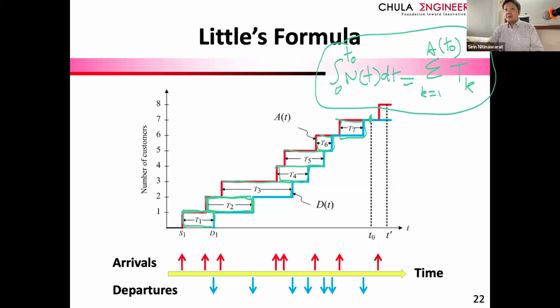So now you can start to see the similarity with little formula, because little formula says something about E[N] and E[T]. We're not there yet, because somehow the parameter lambda has to emerge, right? How would you do that?